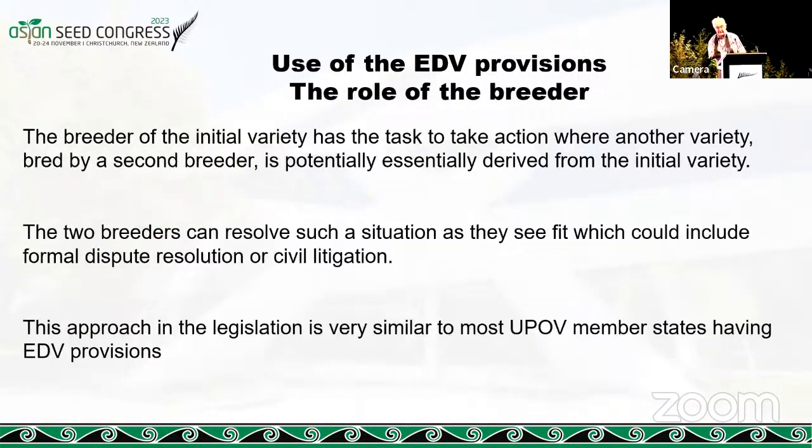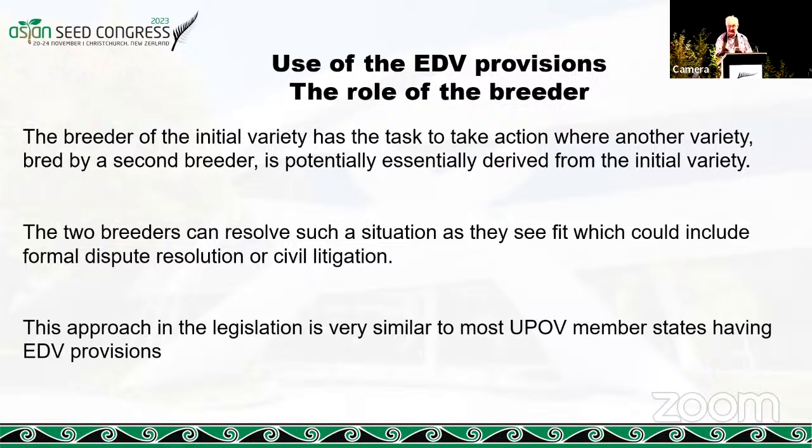Therefore, the role of the breeder is crucial. The breeder of the initial variety, it's up to them to take whatever action they see appropriate. When you make a claim, it's potentially essentially derived. What does that mean? How does that function when you're looking at breeder to breeder?